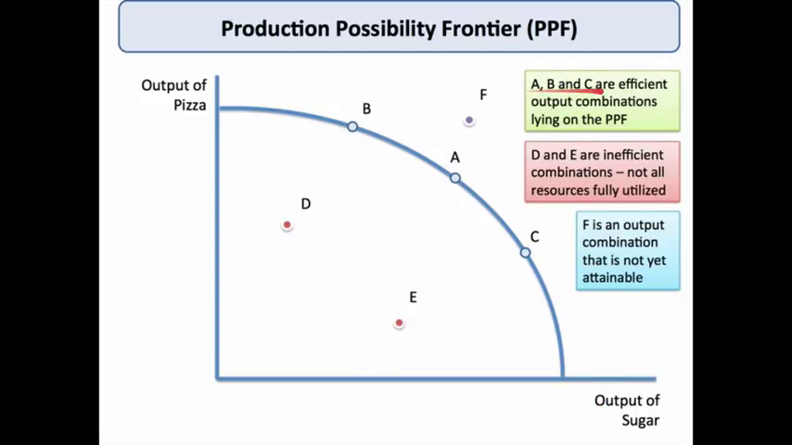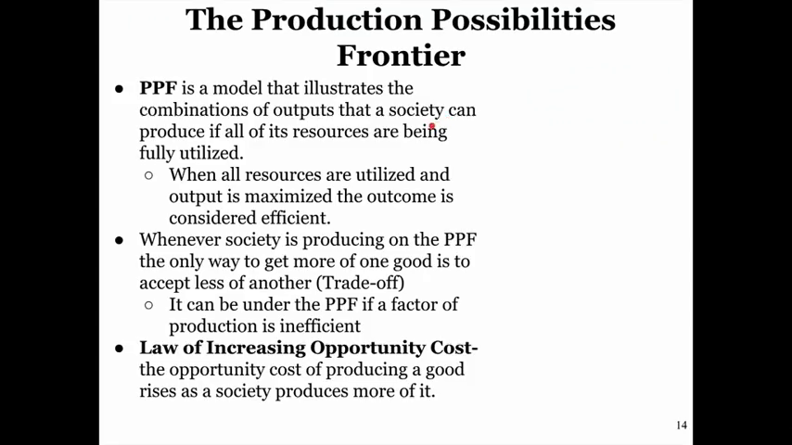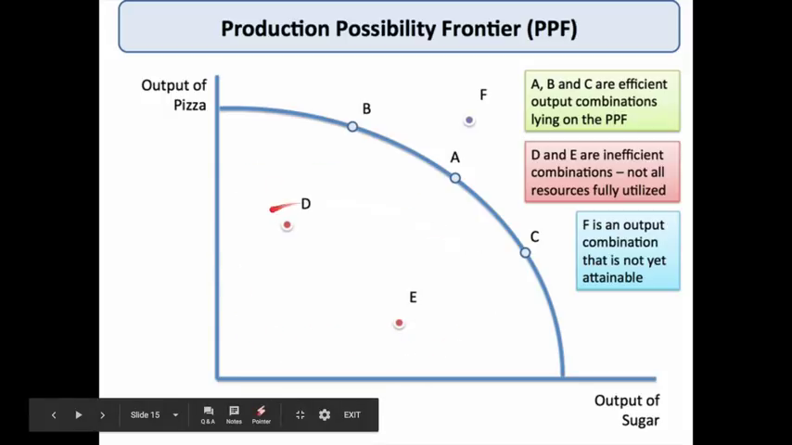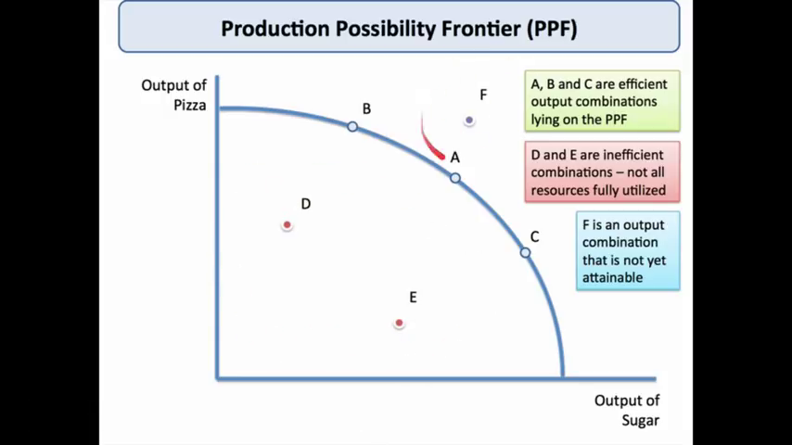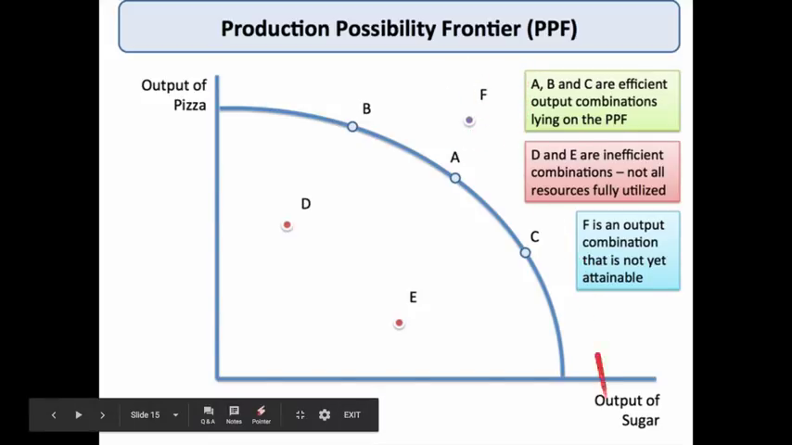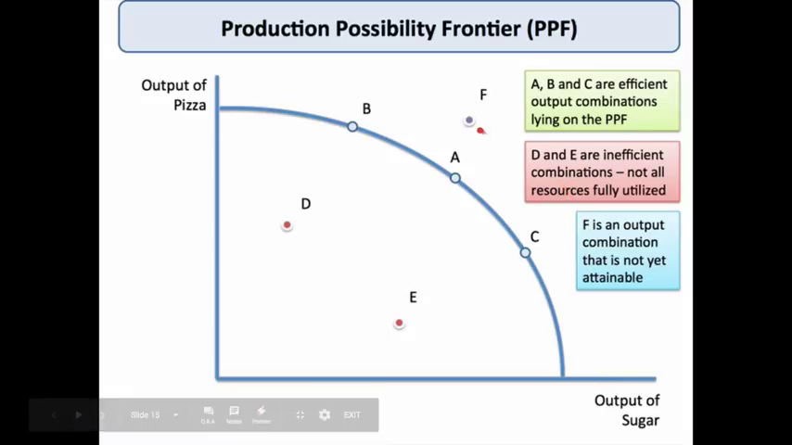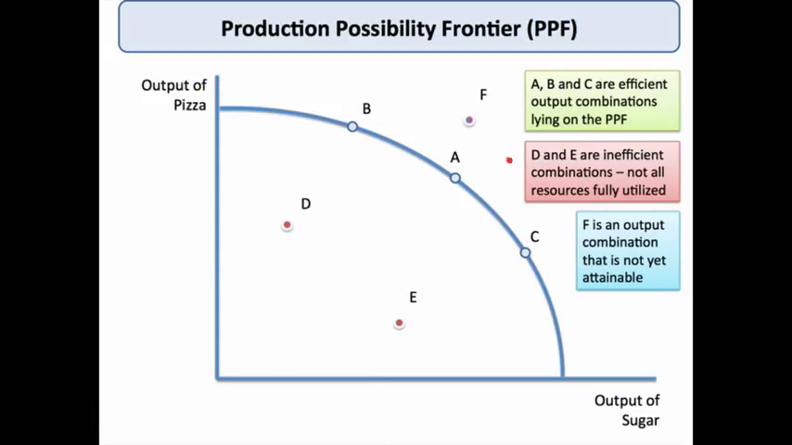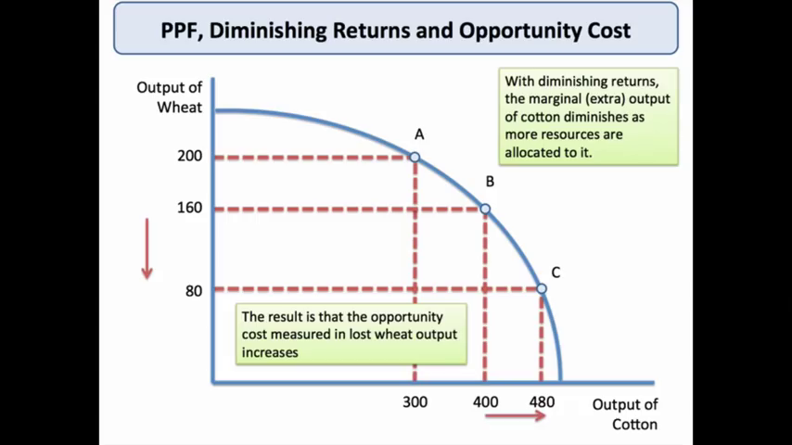Points A, B, and C on this chart are efficient outputs. And again, efficient outputs are when all your resources are utilized and you're producing the maximum that you can. D and E are inefficient because not all of your resources are fully utilized. And point F would be something like, I'd love to be able to make pizzas or sugar, but I don't have the resources yet. I haven't invested in maybe technology or enough resources to become more productive in creating these resources.